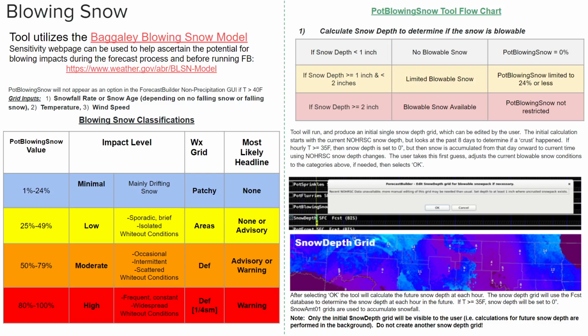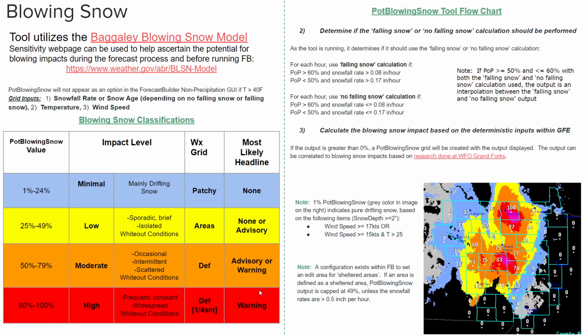After you click OK, the tool will calculate snow depth at each hour into the future, again using your forecast database to look at hourly temperatures and hourly snowfall, which is breaking down your 6-hourly grid. Only the initial snow depth grid will be visible to the user. Everything else runs in the background as we integrate through time, and you do not need to create a new snow depth grid. In fact, just don't do that. Just use the one that pops up.